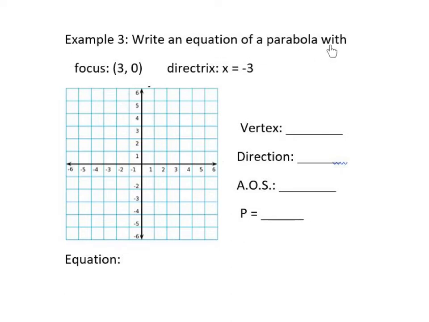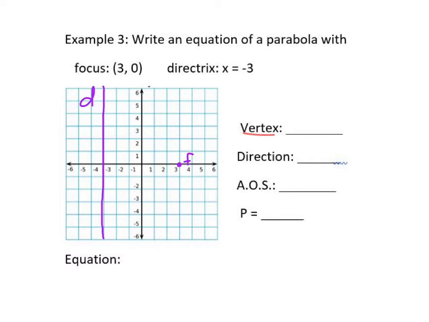Write an equation of a parabola with focus of (3, 0), directrix x equals -3. So I'm going to go through the same steps. I'm going to start by plotting my focus at (3, 0). We'll label it with an F. My directrix is x equals -3, so I'm going to draw a line through the x-axis at -3. That's my directrix.